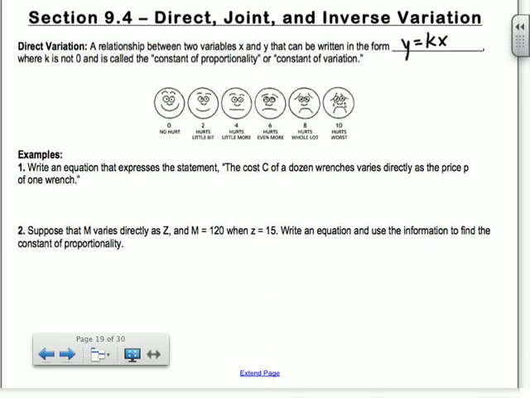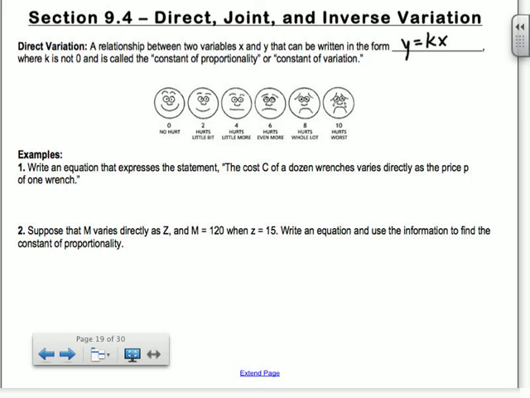And we were saying, you know, the more cookie dough you eat, the more your stomach hurts, right? So this is how direct variation is. So the higher x goes, the higher y goes, okay? The smaller x is, the smaller y is. Okay, so they're directly related.